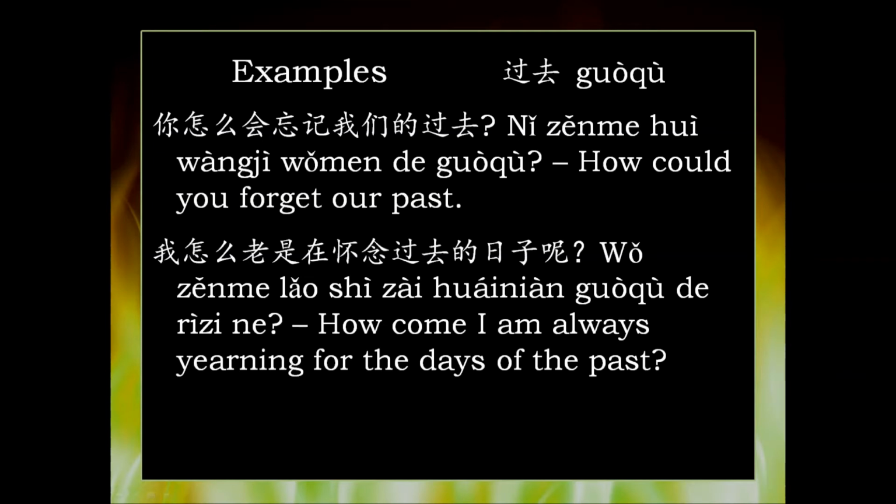The second example is 我怎么老是在怀念过去的日子呢? 我怎么老是怀念过去的日子呢? So 怀念 means to yearn for. So 我怎么老是在怀念? 老是 meaning always or constantly.